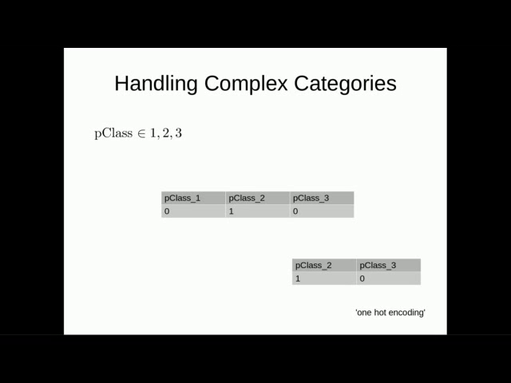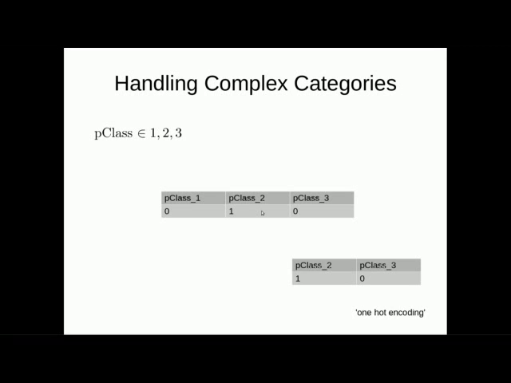What we do is we create 3 new variables, and we'll call those variables P class 1, P class 2, and P class 3. Then it's as simple as, if we had a passenger that was passenger class 2, putting a 1 in the 2 column and a 0 in the 1 column and the 3 column. All 3 of these combined would indicate that it's passenger class 2.